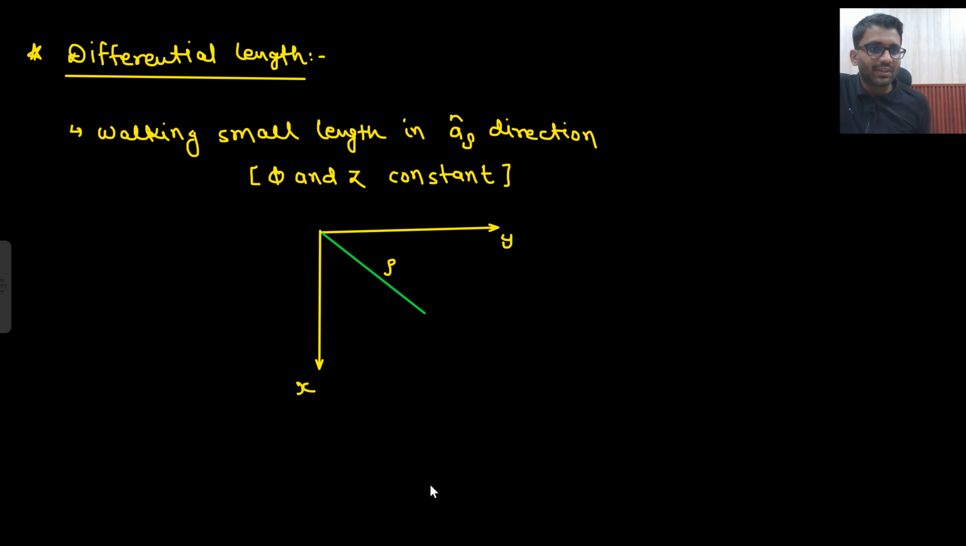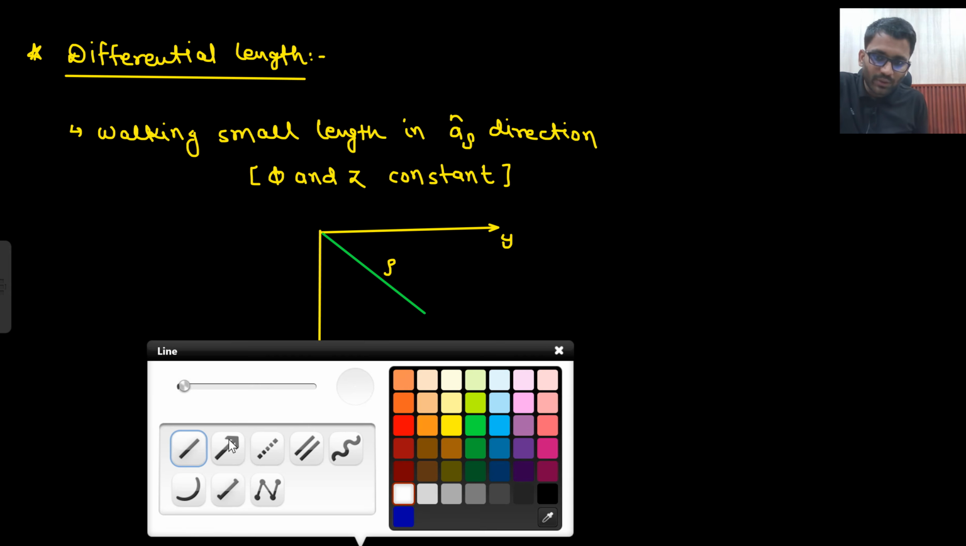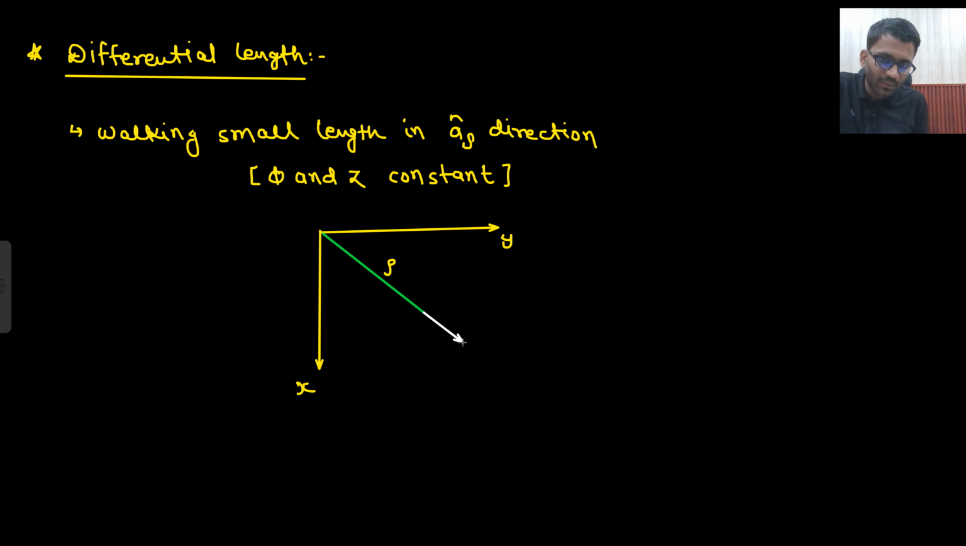So we were studying the Cartesian coordinate system. Now we need to define the differential length. In differential length, what we do is, in all the directions we work with a small length. So in rho we will work a small length, in phi we will work a small length, and in z we will work a small length. This is your rho, and this is your rho direction, the a rho direction. If I work a small length in the a rho direction, I am simply working d rho length.